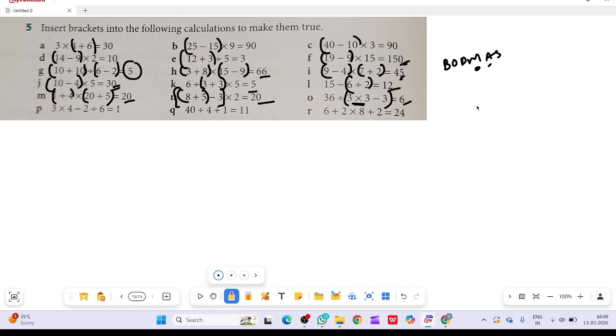So when we follow the BODMAS rule, at that time bracket is not needed. Fine. To follow the BODMAS rule, bracket is not needed. So 3 into 4. So keep it like this, 4 minus 2. So 3 into 2 is 6 and 6 divided by 6 is 1. 11 should come. So it will be like this only. 40 divided by 4 is what? 10 and 10 plus 1 is 11.